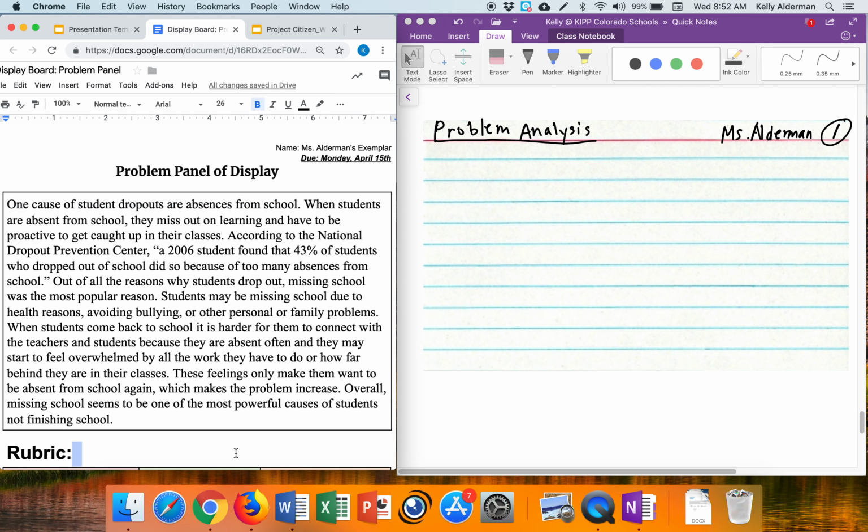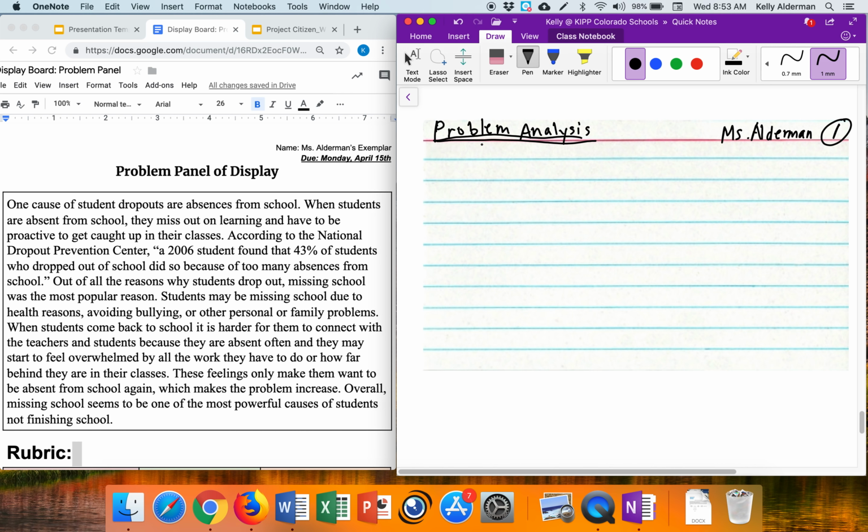Step 2 of the note cards is to make sure that you have the right heading. So you need to have the title of the slide, problem analysis. You need to have your name and the number of the note card just in case your note cards get out of order. I'm also going to write the bullet point that I'm talking about. So I'm going to make a bullet and say school absences.